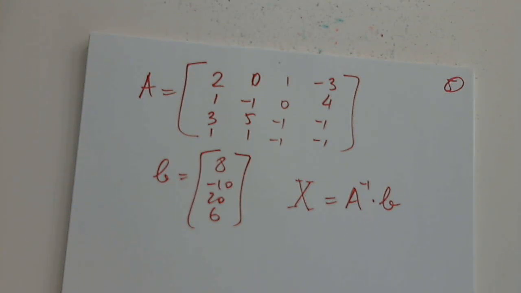Perfect. Get out of there with second and quit. Go back in with second and matrix. Go back to edit, but this time we've added matrix B. Highlight B, and this time it is a 4 by 1, 4 rows, 1 column: 8, negative 10, 20, and 6. Yeah, the mouse is not cooperating.